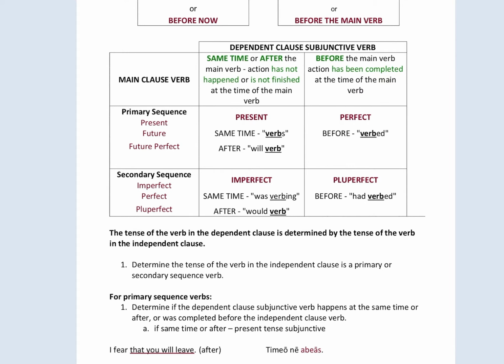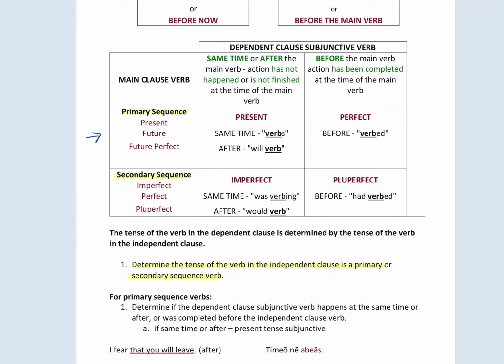So you first need to determine if the verb in the main clause is a primary sequence verb. The primary sequence verbs are present, future, or future perfect. The secondary sequence verbs are imperfect, perfect, or pluperfect. The main verb can be indicative or subjunctive. Remember, the main verb in the independent clause, if you took it apart by itself, would be a complete sentence. You're going to first determine whether the tense of the verb in the independent clause is a primary or a secondary sequence verb.